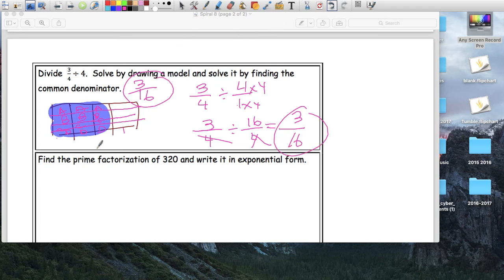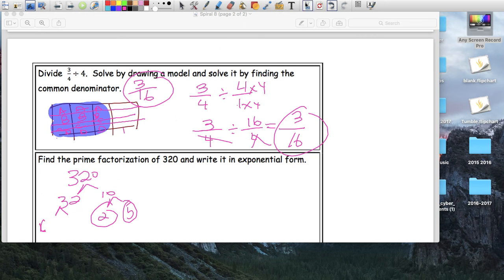Find the prime factorization of 320. Let's just do this. Here, 2 numbers, 32 and 10. 10 would be 2 and 5. Circle the 5 because it's prime. Circle the 2 because it's prime. 32 would be 6 and 4 and 8. Oh my god, this is gonna be a long one.